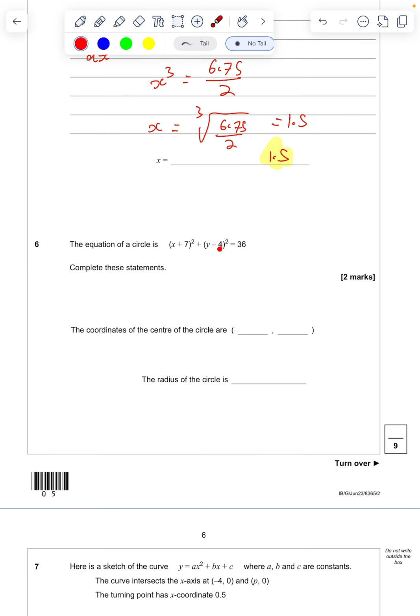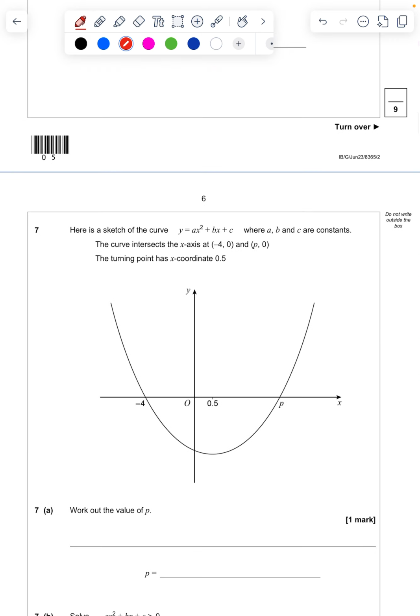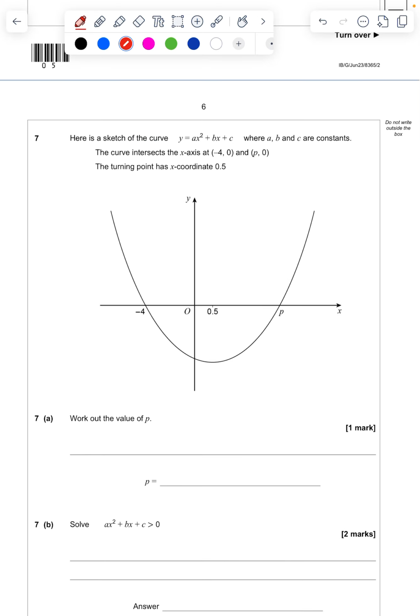Question 6 looks like an equation of a circle. So this here is the equation of a circle. And there you go, complete the statements. You want the centre. For the x, you just flip the signs. So that's going to be minus 7, and for y it's going to be plus 4. You just flip the signs. And the radius, well, this here is r squared. That's always the equation of a circle, so r must be the root of that, which is 6. Good.